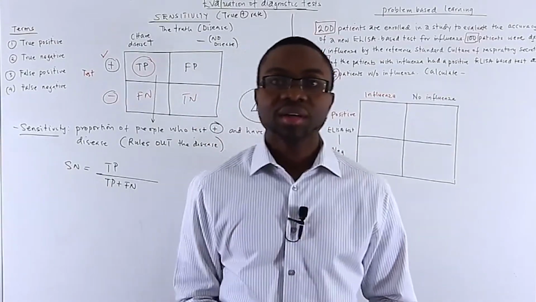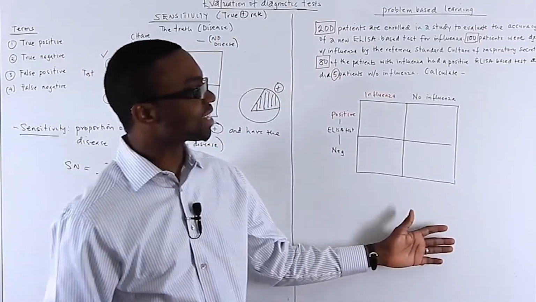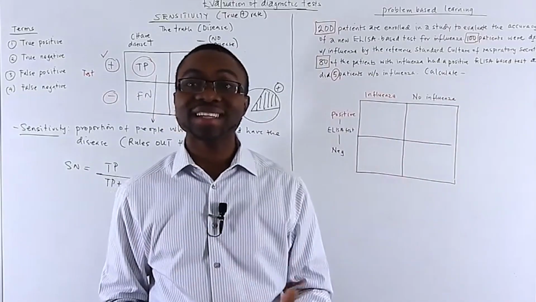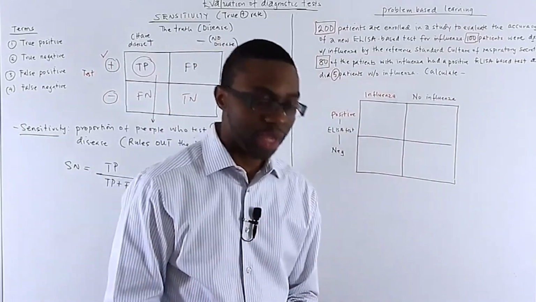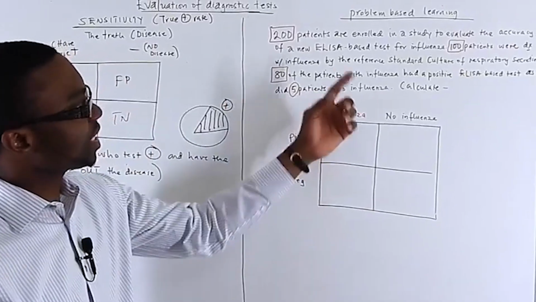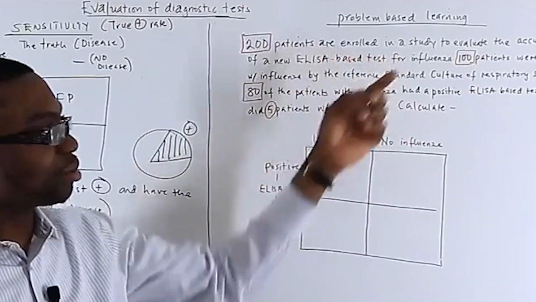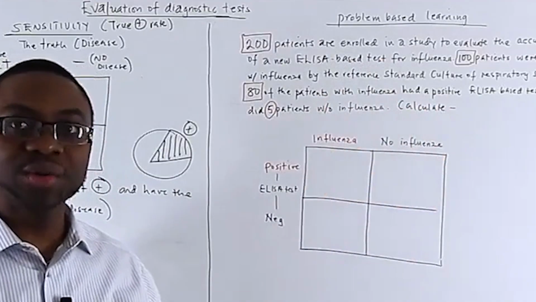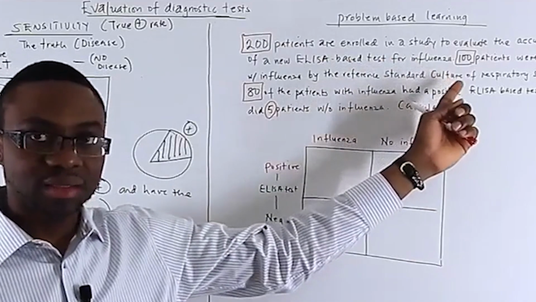Now, on the boards, they're going to test you in clinical vignette. And on the left-hand side of the board, I have written out a question we're going to use to calculate sensitivity and specificity when we get there. Okay? So let's look at this problem-based learning question. 200 patients are enrolled in a study to evaluate the accuracy of a new ELISA test. The test is for influenza.